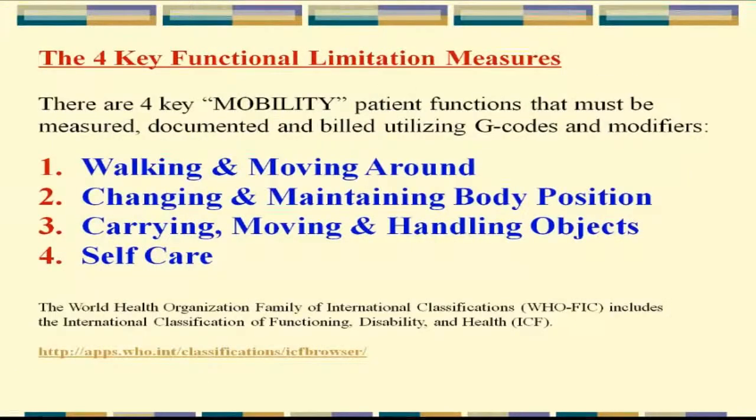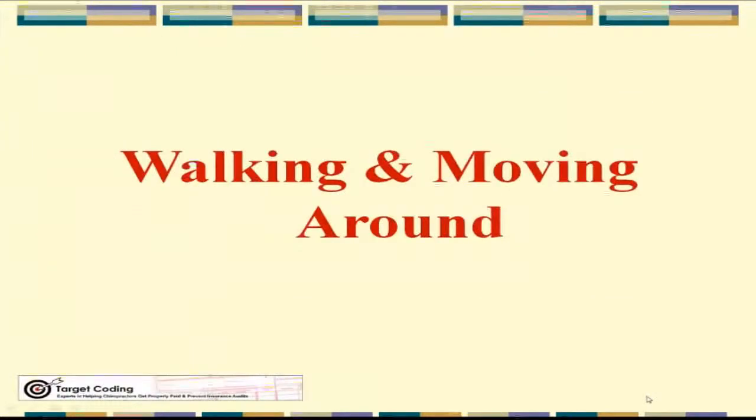So the 4 key functional limitation measures. There are 4 that must be measured, documented, and billed using the G codes and modifiers. Number 1, walking and moving around. Number 2, changing and maintaining body position. Number 3, carrying, moving, and handling objects. Number 4, self-care. So those are the 4 key measures that you must become aware of.